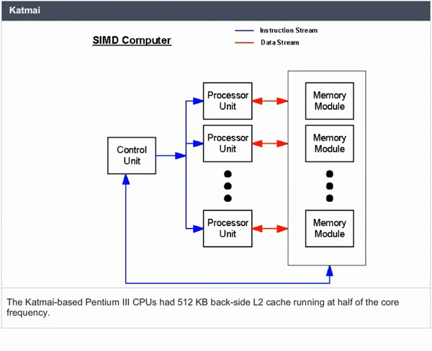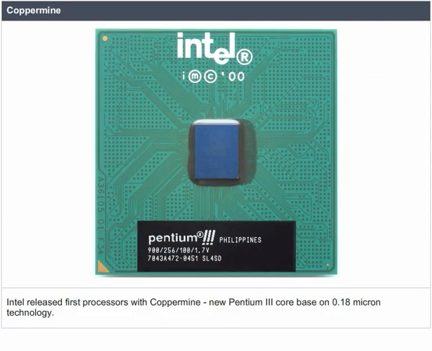Coppermine. Intel released the first processors with the new Coppermine Pentium 3 core based on 0.18 micron technology.